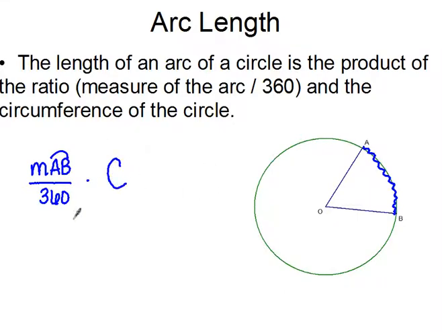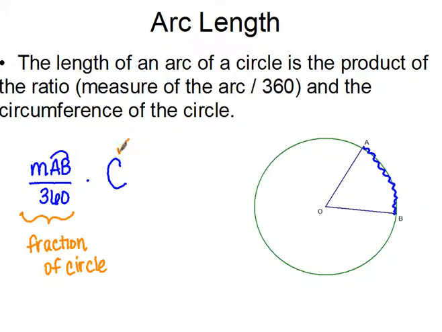Now let me explain this a little further. This part gives you a fraction of the circle. So let's say your arc is 90 degrees. Then if you do 90 degrees out of 360, that's a 1/4 ratio. That's a fourth of the circle. If you do 60 degrees out of 360, that would be 1/6 of the circle. So it's just a fraction of the circle, however much of the circle you're dealing with.